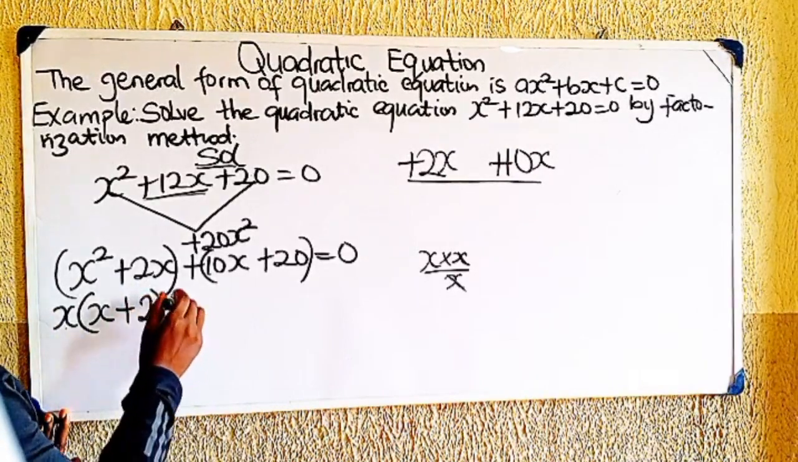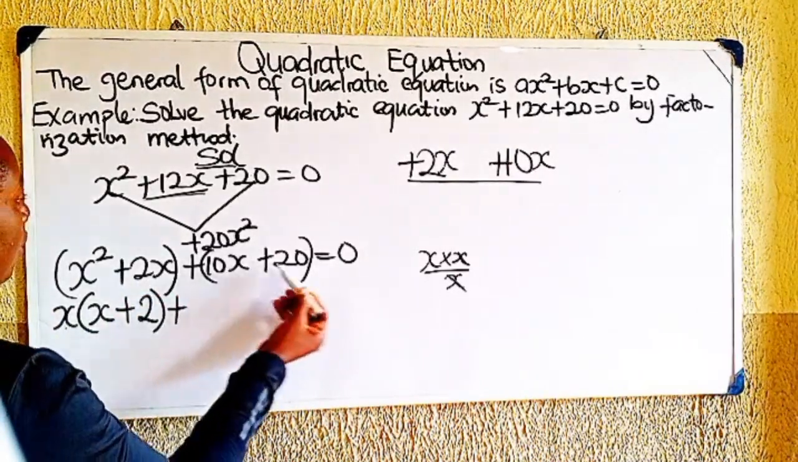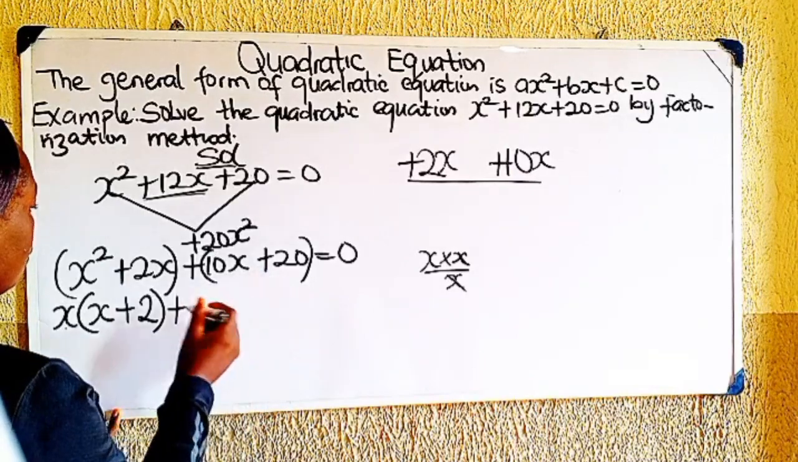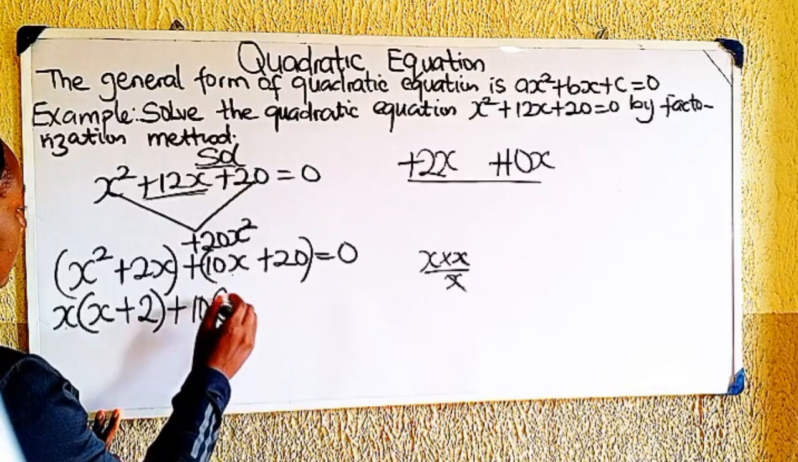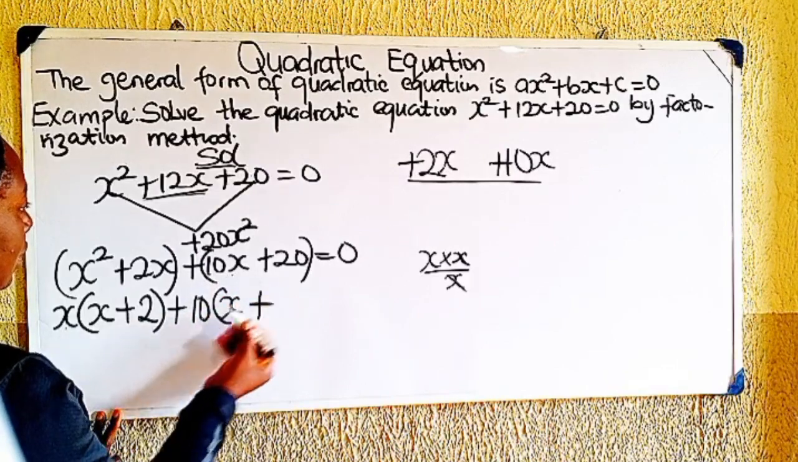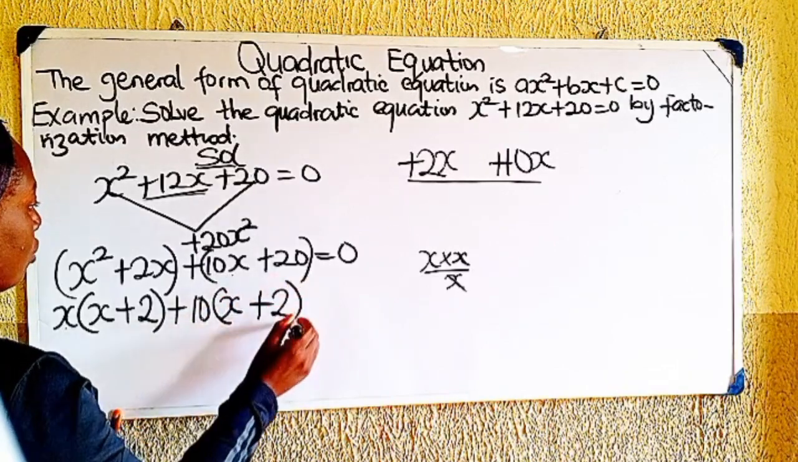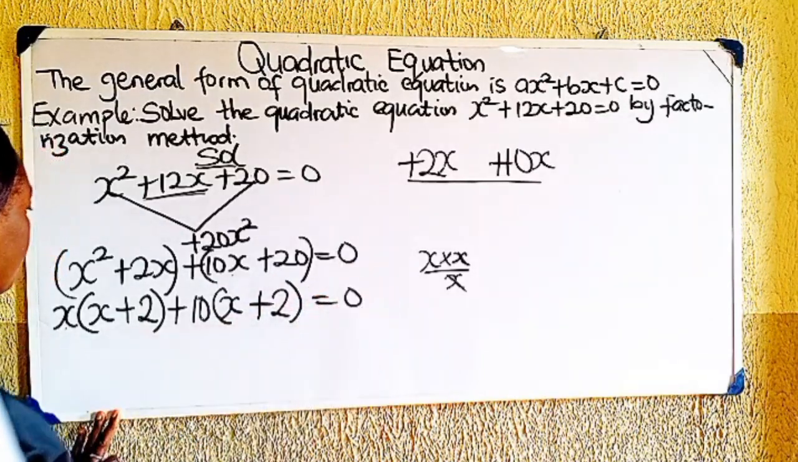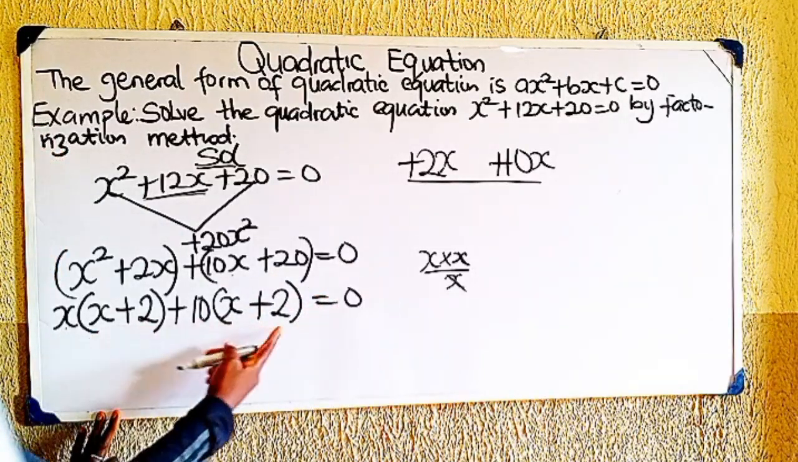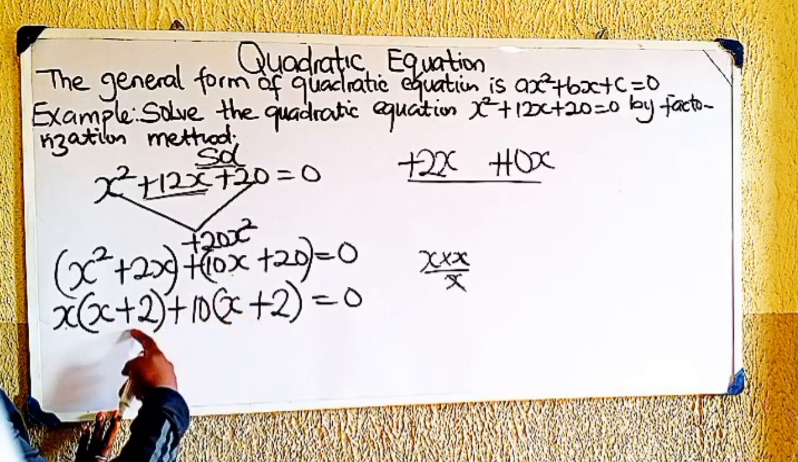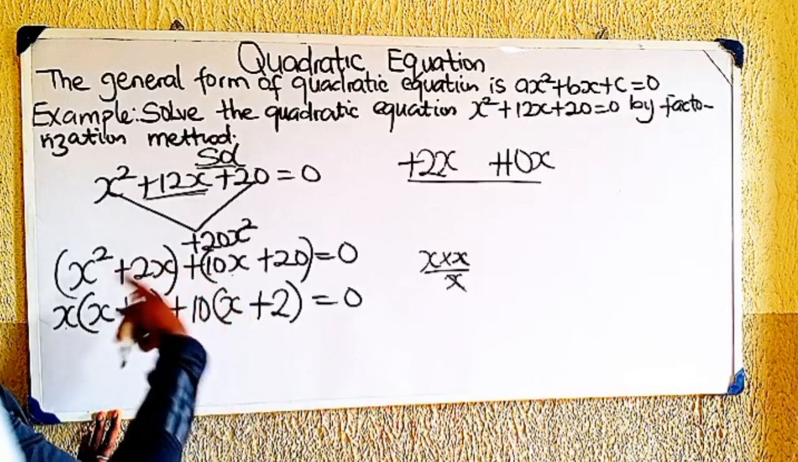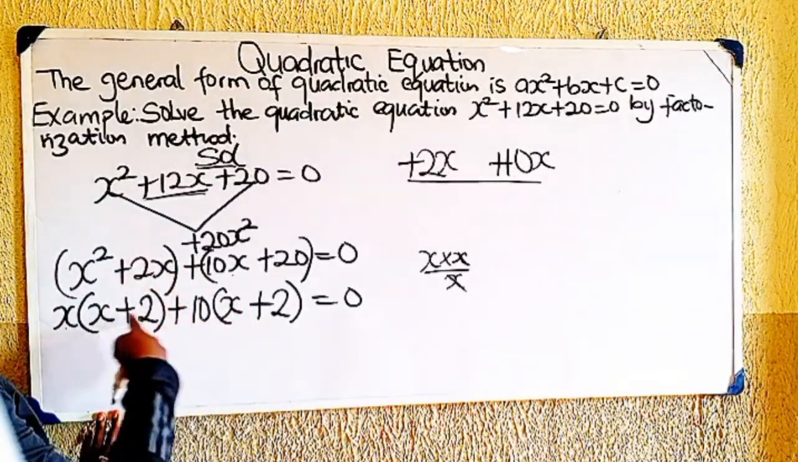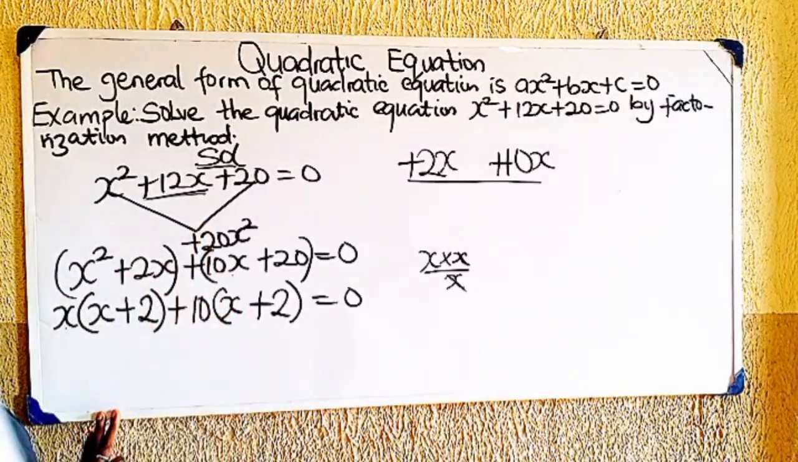Plus, what do they have in common here? The highest common factor here is what? 10. 10 divided by 10x, I have x. Plus 10 divided by 20, I have what? 2, which is equal to 0. When you now look at the 2 terms inside the bracket, you can see then that they are the same. If you solve yours and do not have the same term in the bracket, you know there is a mistake somewhere. You go back and check.